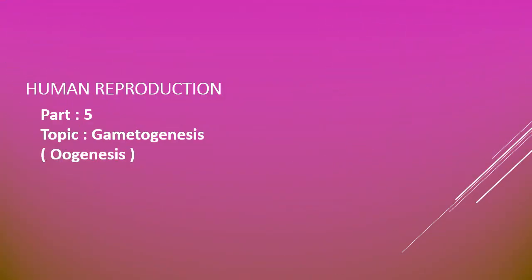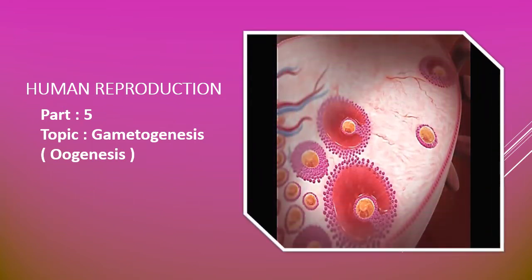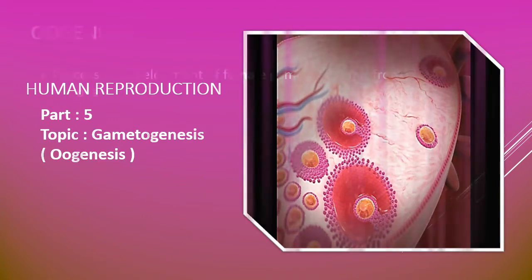In the last class, we have learnt about spermatogenesis. In this class, we are going to discuss oogenesis, human reproduction, part 5.